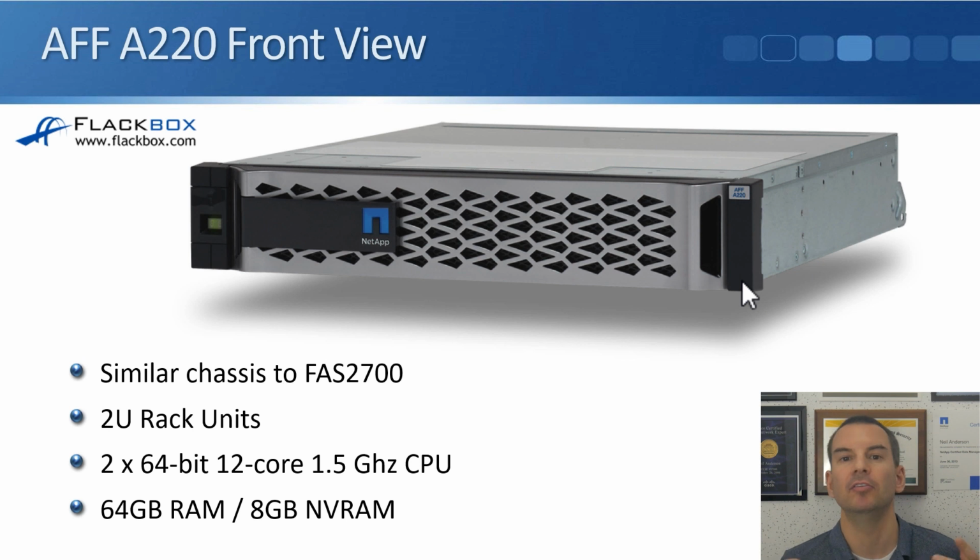Okay, so let's have a look at the different models. First one is the AFF A200, and this is what it looks like from the front. The AFF A200 is a similar chassis to the FAS 2700. They're both 2U rack units, and they've both got the same CPU and memory in there.